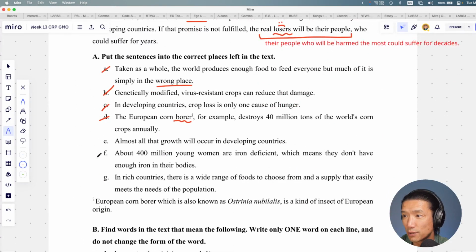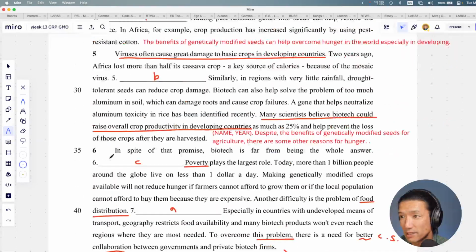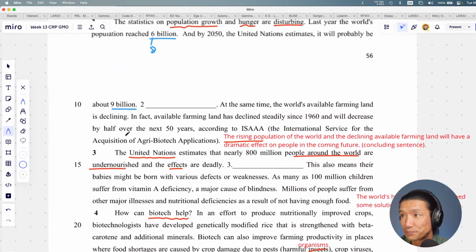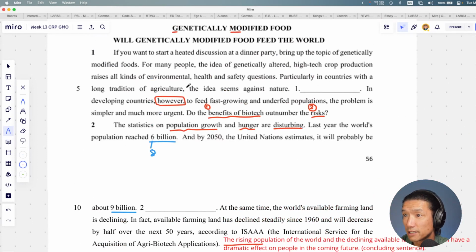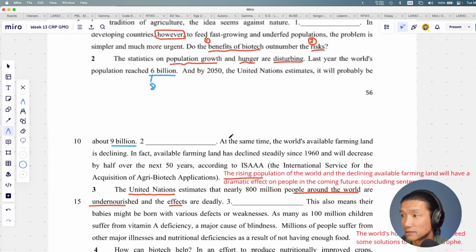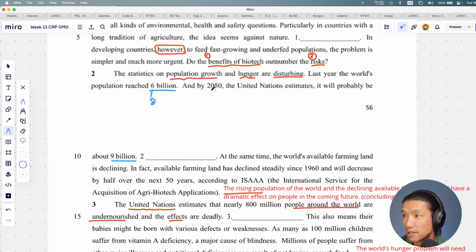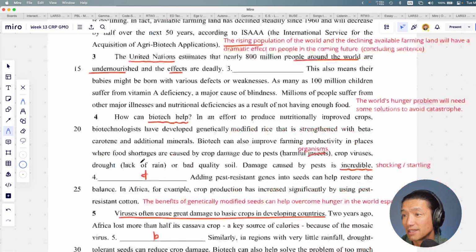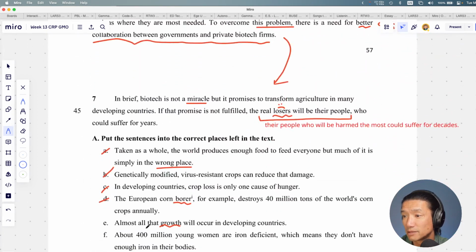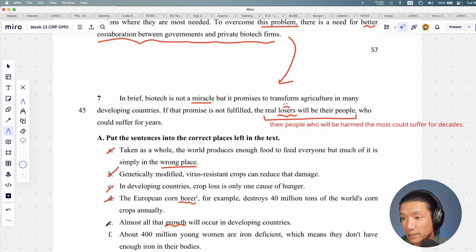E, almost all the growth will occur in developing countries. What were we talking about with growth before? Do you remember? We're talking about the growth of farmlands? No, that's going down. So we're talking about population. This is probably in the front, right, if you remember this well. Okay, particularly in countries with a long tradition, the idea seems against nature. No, this is talking about genetically altered. Here we're talking about population. By 2050, the United Nations estimates it would probably be about 9 billion, okay? And that's where we're going to add this information. Almost all that growth will occur in developing countries.